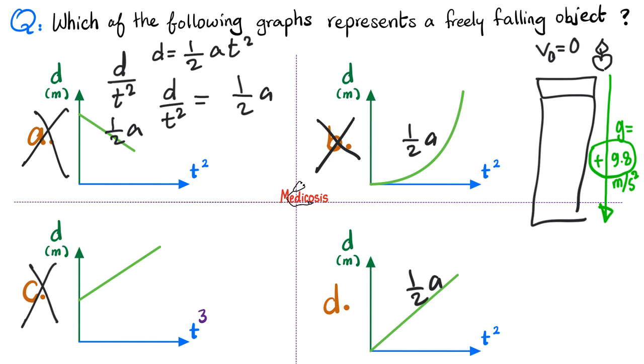How about D? Well, if half of acceleration is a straight line, then acceleration will be a straight line. Straight line going up, meaning that you're accelerating, that's true. Did you start from rest? Yes, I started from this 0 right here, making D the correct answer.